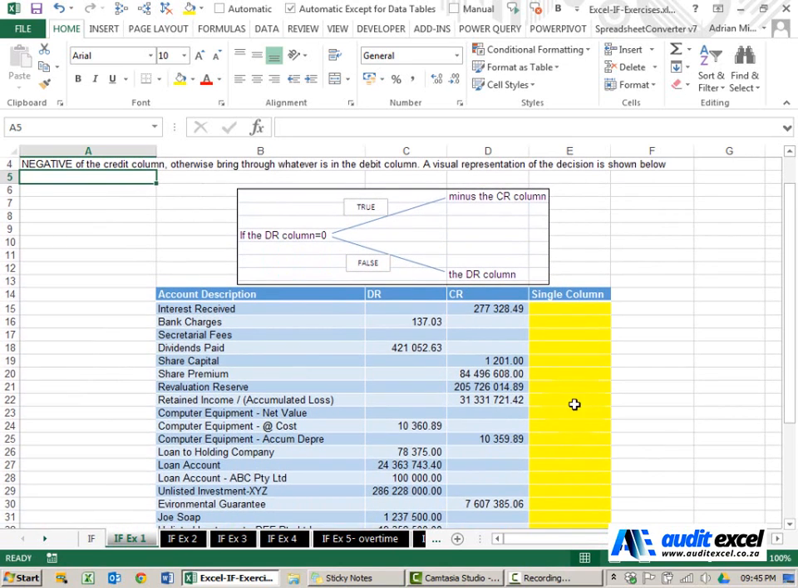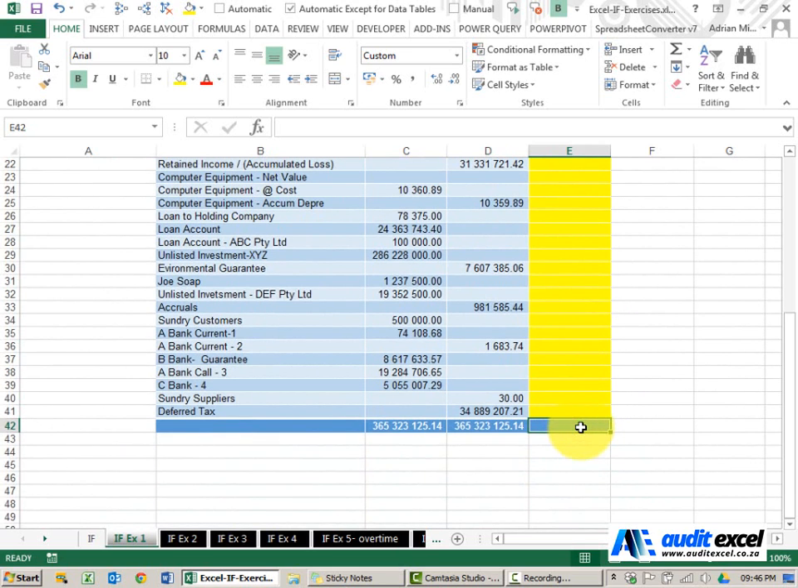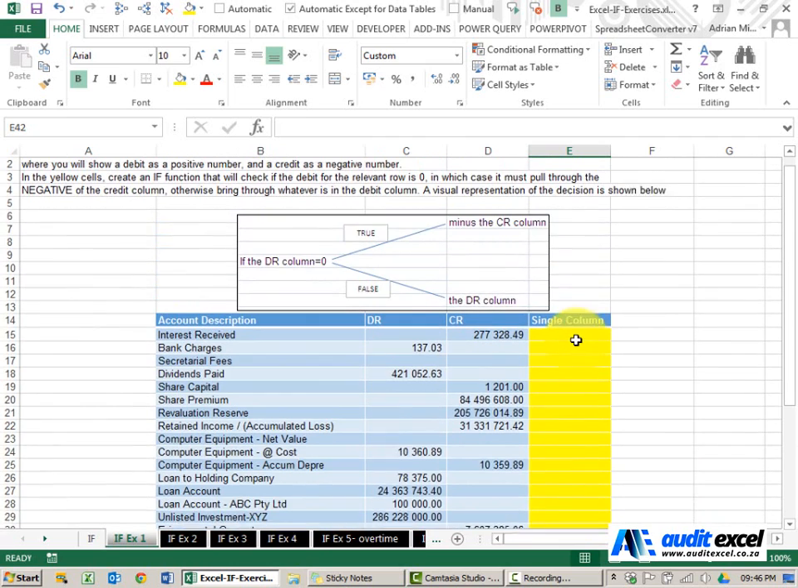In this exercise, we need to convert a trial balance that has a debit and credit column into a single column so that if it's a debit, it should be a positive number, and if it's a credit, it should be a negative number. So this first cell should say minus 277,328. This cell should be a positive 137. When you have done all the formulas, you should be able to create a sum function here, and this should all add up to 0.